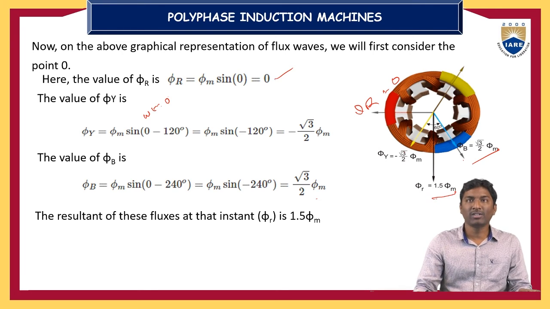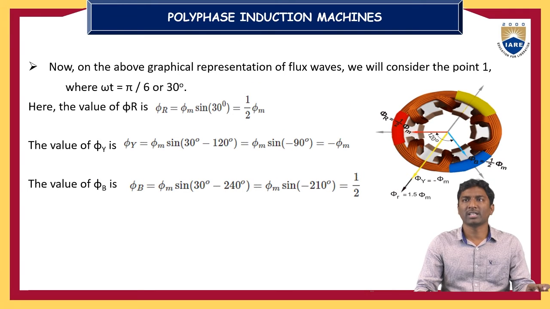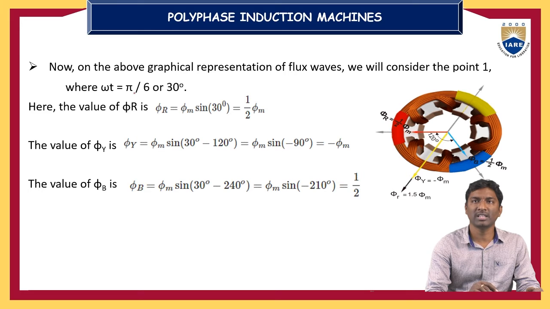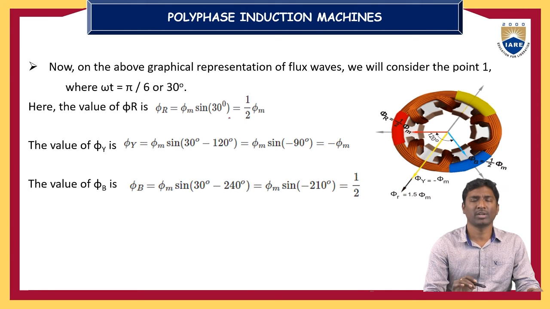Similarly, at point 1, what is the resultant flux I am getting here? Again, at point 1, omega t is equal to pi by 6, or 30 degrees. So the value of phi r is equal to phi m into sin omega t, where omega t is equal to pi by 6. Substituting here, I am getting 1 by 2 into phi m.